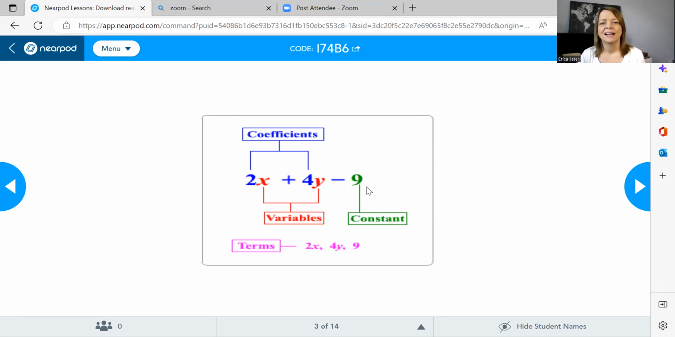Remember we talked about the word constant, constantly. What does that mean? How do we translate that to math? So constant is our 9. It's unaffected by variables. It's unaffected by coefficients. It's always going to stay the same. Then we have our terms down here in pink. We have 3 terms in this expression. They are separated by our operations. All right, let's keep going.